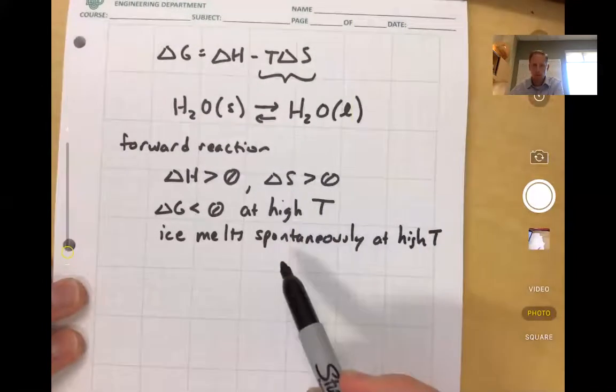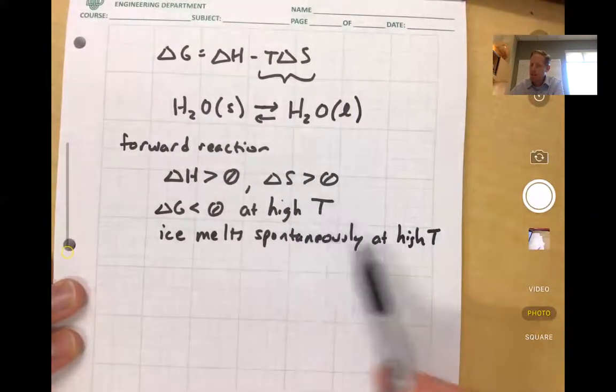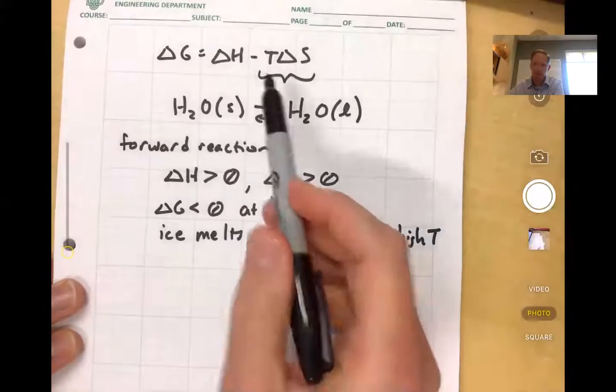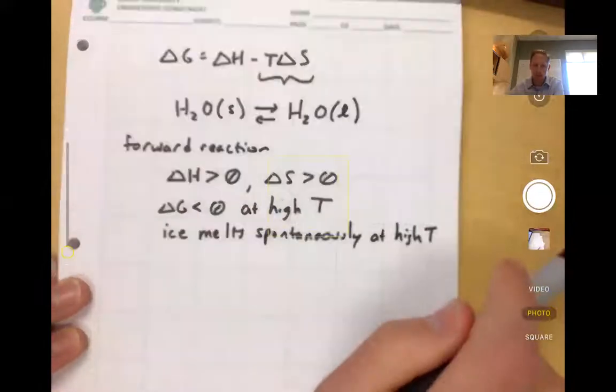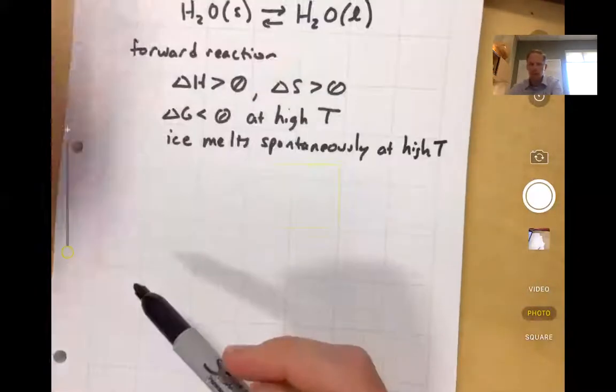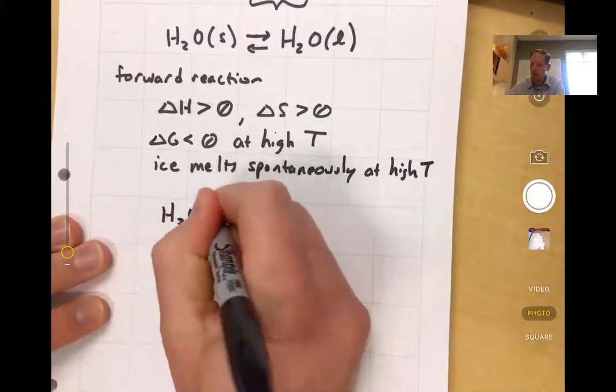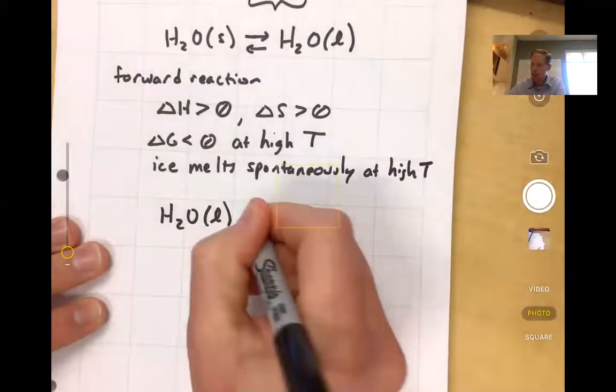And I like using this example because I think this is very intuitive to us, how water behaves. But why does water melt at high temperatures? Because at high temperatures, that's when delta G becomes less than 0. That's when this process in the forward direction becomes spontaneous. Now, likewise, we could just look at that reverse reaction. What happens if we start out with liquid water and we freeze it?